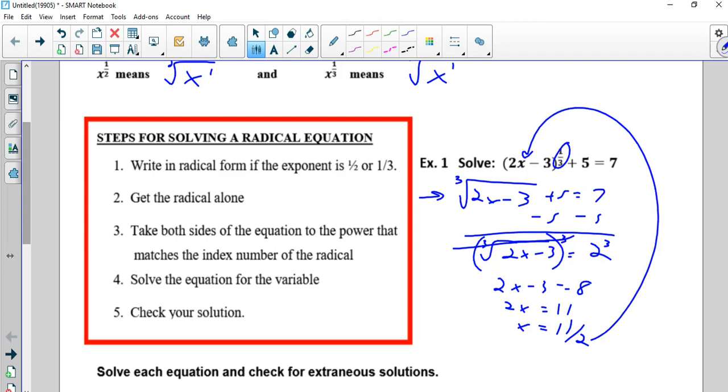Okay? 11 halves times 2. The 2's cancel, which leaves us 11. Or 2 times 11 is 22, divided by 2 is 11. Either way you process it. 11 minus 3 is 8. The cube root, or 1/3 root of 8 is 2. And 2 plus 5 is 7. Check. No extraneous answer.